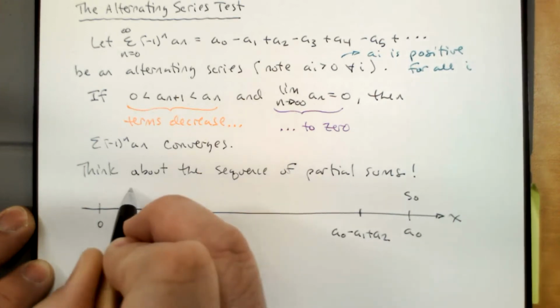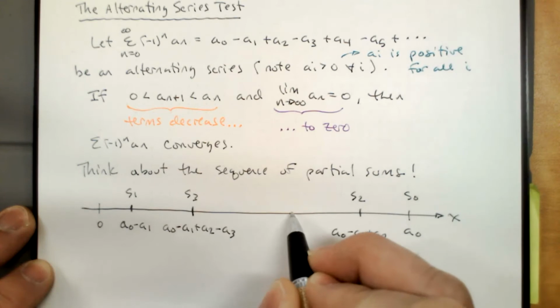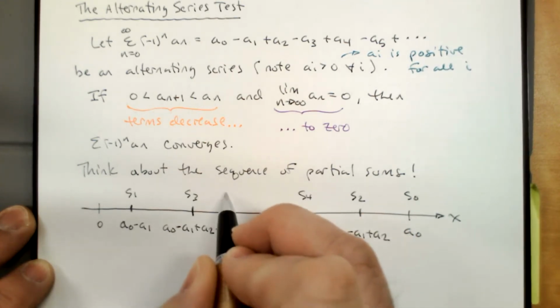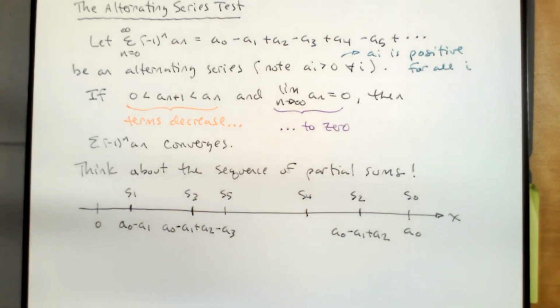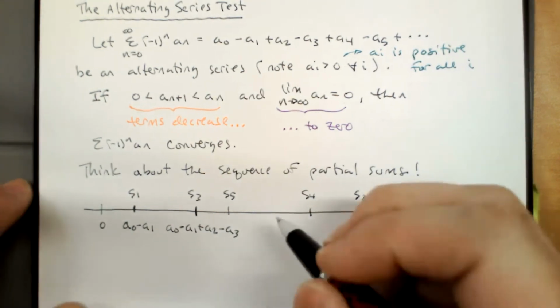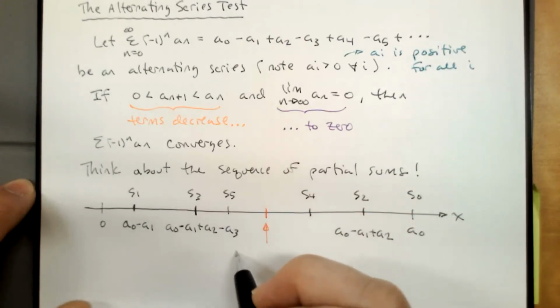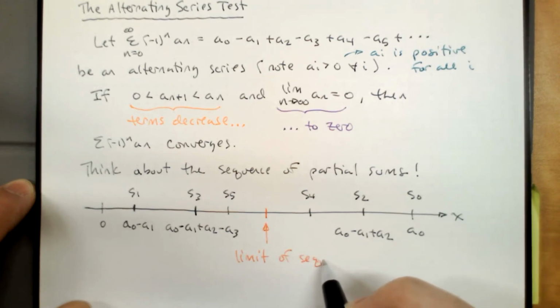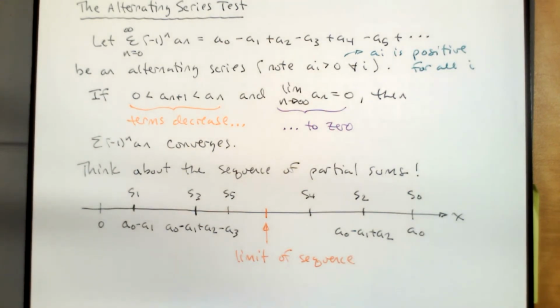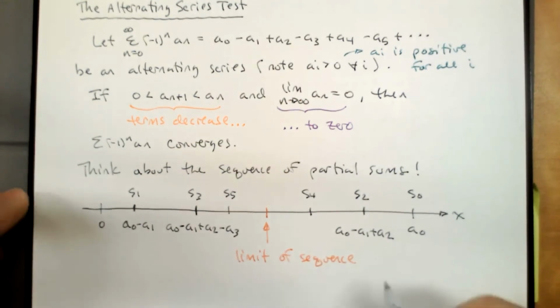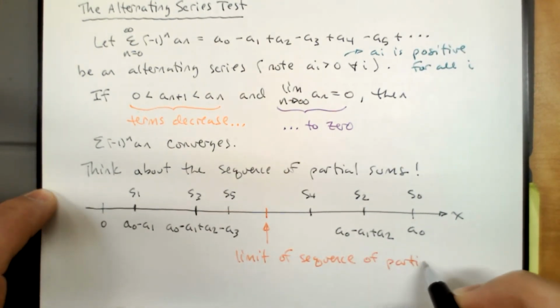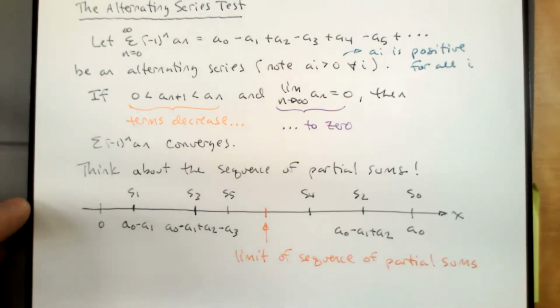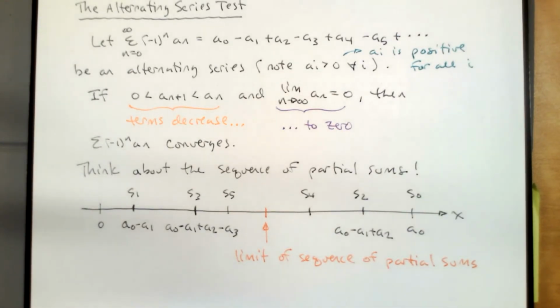So here's the zeroth term. Here's S1, here's S2, here's S3, and then S4. We're just going to be bouncing back and forth, and each bounce gets smaller, so we must be zeroing in on something. The limit of the sequence of partial sums will always be between the previous two terms. So S6 will always be between S4 and S5. S7 will always be between S5 and S6.